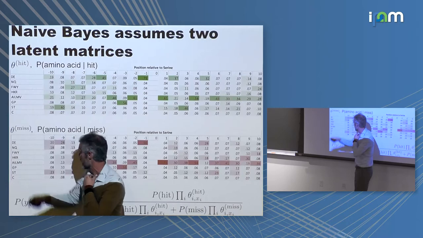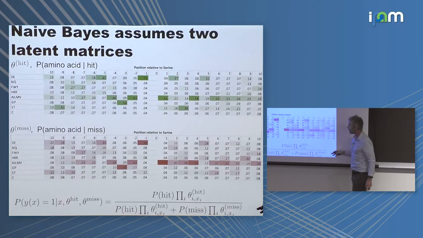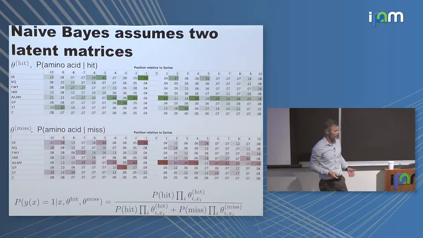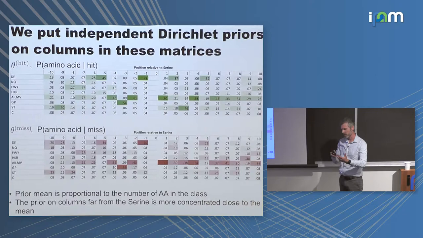Okay, and then if you were to know these matrices, you can calculate using Bayes' rule the probability that a particular peptide X is a hit. And this is Bayes' rule. Okay, so that's kind of vanilla naive Bayes. We want to deal with small amounts of data, and we need a quantification of uncertainty. So naive Bayes, even though Bayes is in the title, is often not a Bayesian method. In order to make it a Bayesian method, you need to put a prior distribution on the model parameters.